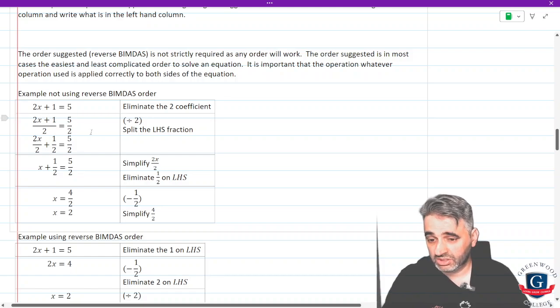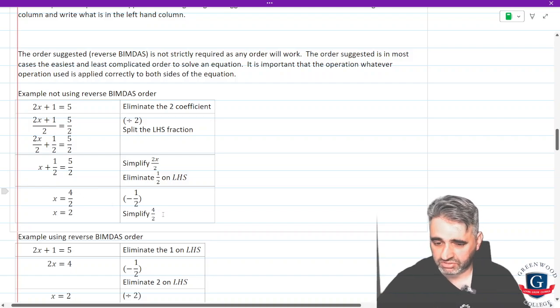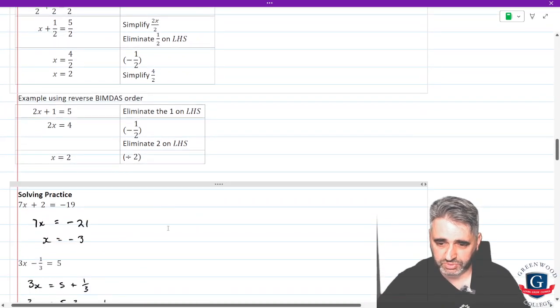So divide both sides by 2, no problem. Split the fraction. 2 divided by 2 becomes 1. We have x plus a half equals 5 on 2. Subtract a half from both sides. 5 halves take 1 half is 4 halves. 4 halves simplifies down to 2. Quite straightforward. Now let's look at it using reverse BEDMAS order.